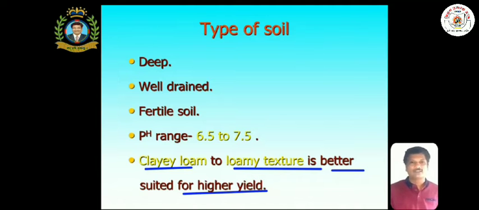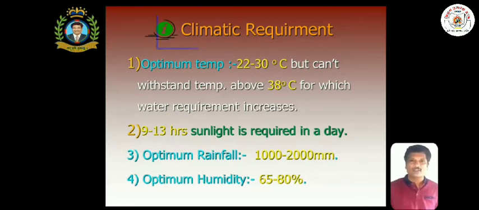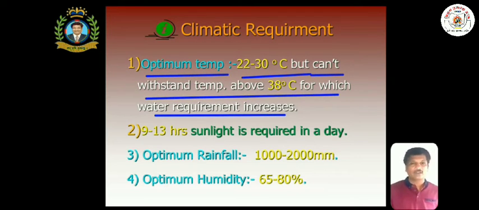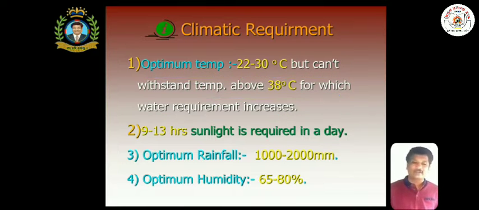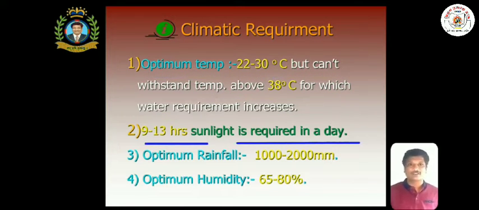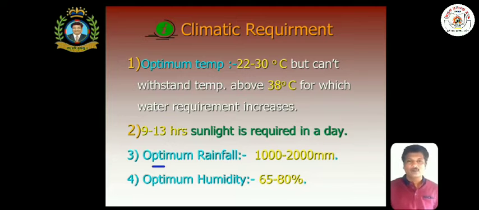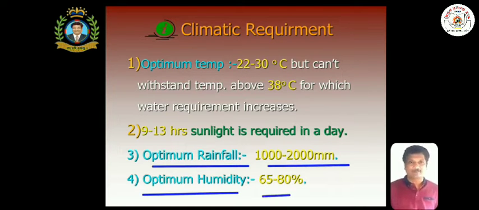Now we will look at which type of climate is suitable for cultivation of mulberry plantations. A temperature optimally ranging between 22 to 30 degrees Celsius is very good for the cultivation of mulberry, but if it goes above 38 degrees Celsius, water is required frequently. Nearly 9 to 13 hours of sunlight within a day is best for good growth of mulberry leaves, and the optimum rainfall required is nearly 1000 to 2000 mm, whereas the optimum humidity should be between 65 to 80%.